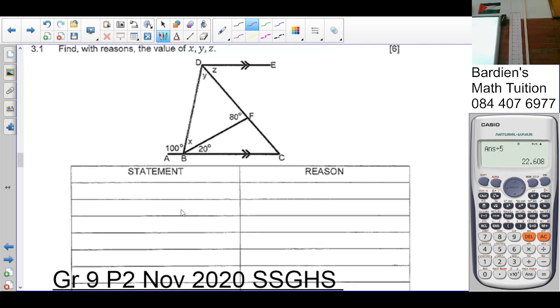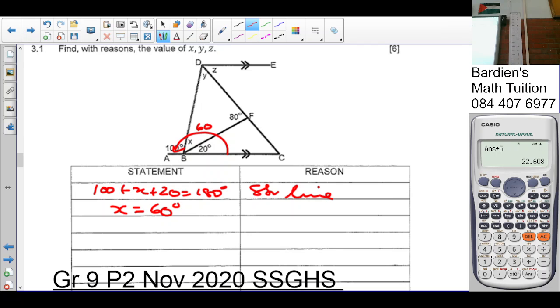Right, so how do we calculate x? Angles on a straight line. So 100 plus x plus 20 equals 180, straight line. So x is equal to 180 minus 100, which is 80, minus 20, 60 degrees.